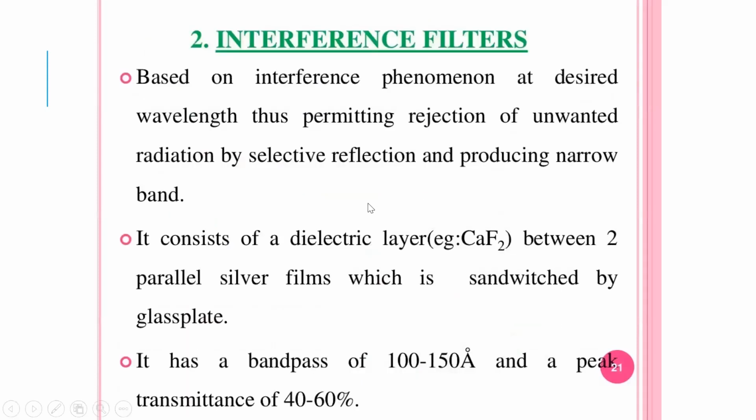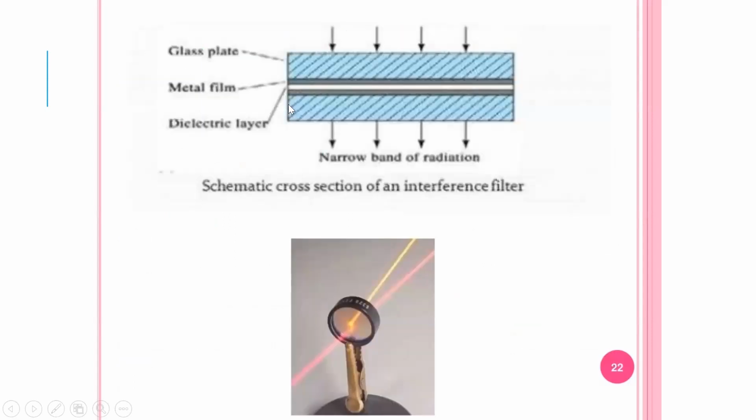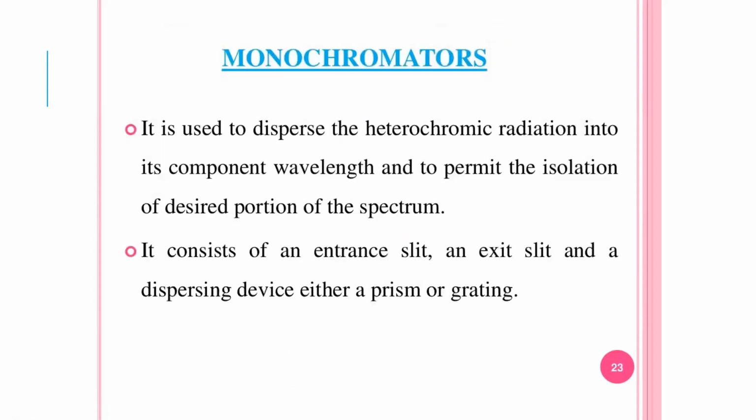Next, interference filters. It consists of a calcium fluoride layer between two silver films. This is the calcium fluoride layer between two silver films. On both sides of the films, a glass plate is present. This is the representation of an interference filter.